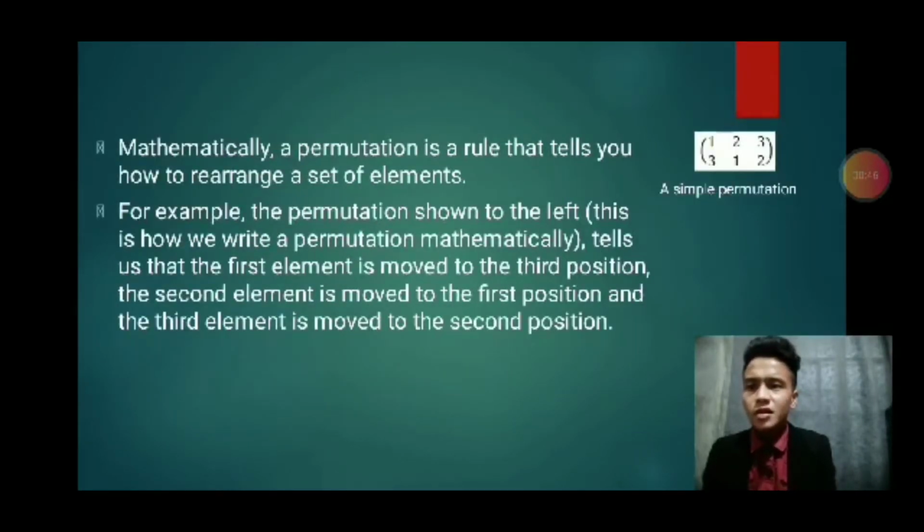Mathematically, a permutation is a rule that tells you how to rearrange a set of elements. For example, the permutation shown to the left is how we write a permutation mathematically. It tells us that the first element is moved to the third position, the second element is moved to the first position, and the third element is moved to the second position.